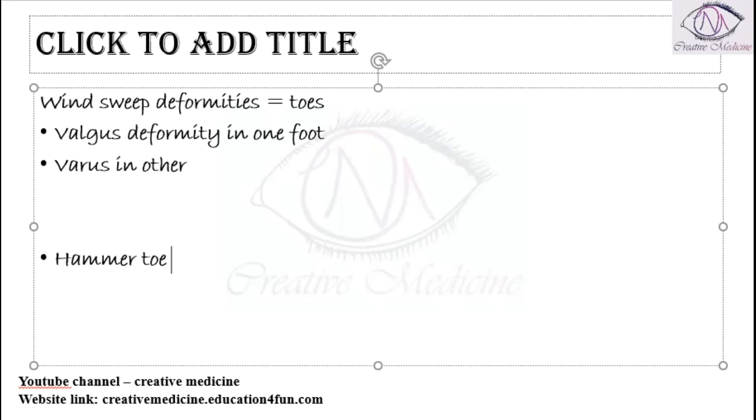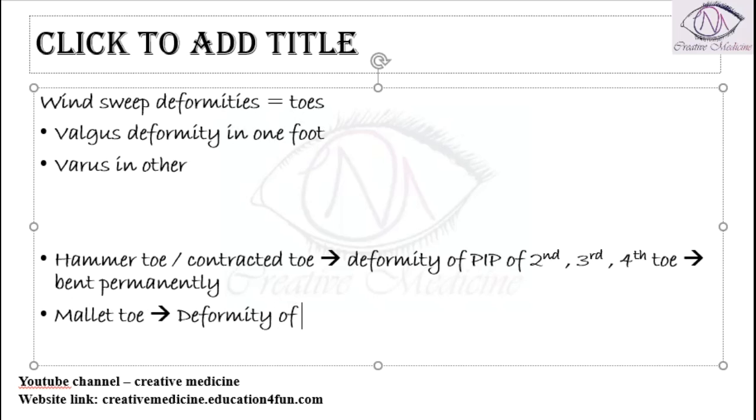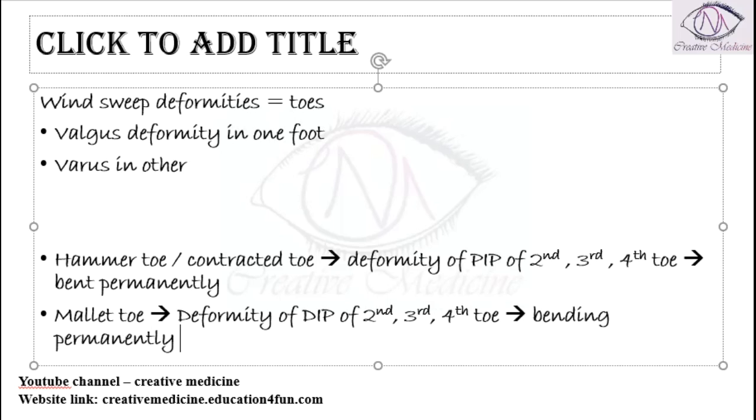Then we have hammer toe, which is also called contracted toe. In hammer toe or contracted toe, there is deformity of the proximal interphalangeal joint of the second, third, and fourth toe, thus resulting in the toe being bent permanently, resembling a hammer. Similar condition affecting the distal interphalangeal joint of the second, third, and fourth toe, leading to permanent bending, is called mallet toe. So we have hammer toe and we have mallet toe.